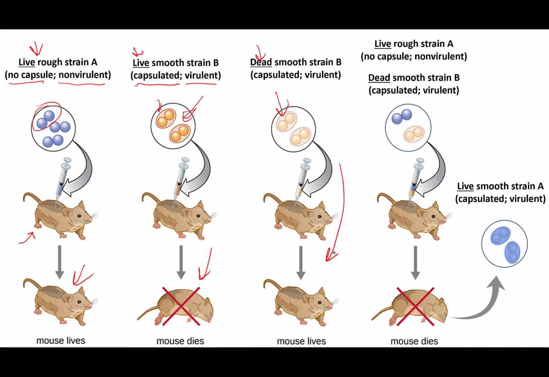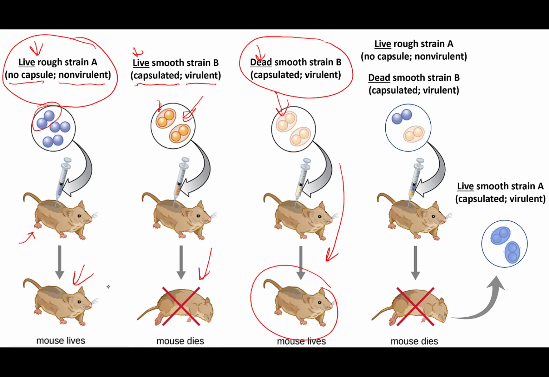What if we give the mouse a combination of the dead virulent strain and the live non-virulent strain? Recall that in both cases, the mouse lives. Well, in this case, what happened is the mouse did not live. And when we actually sampled the mouse, we found that the living non-virulent strain became virulent because it acquired the genes from the dead virulent strain in order to allow it to make a capsule. By making a capsule, it now became virulent.